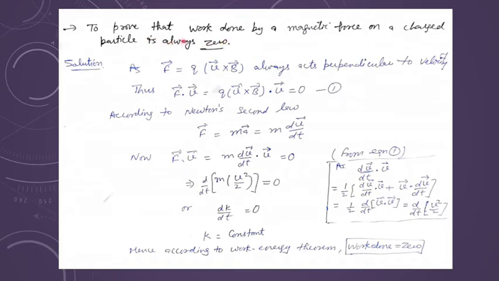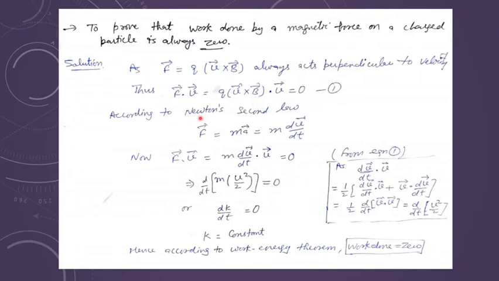The question for you is, you have to prove that the work done by a magnetic force on a charged particle is always zero. You know the formula for the magnetic force: F equals QV cross B. And of course, this force acts perpendicular to the velocity. If it acts perpendicular to the velocity, it means the dot product with the velocity has to be zero, by your knowledge of the dot product of vectors. So QV cross B dot V should be equal to 0.